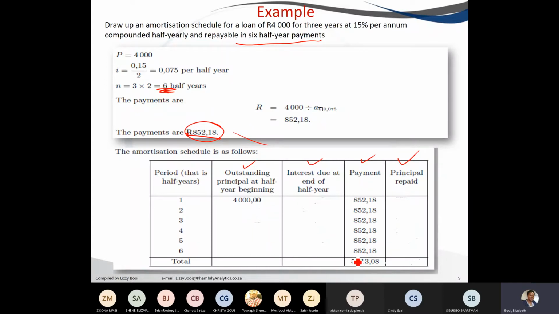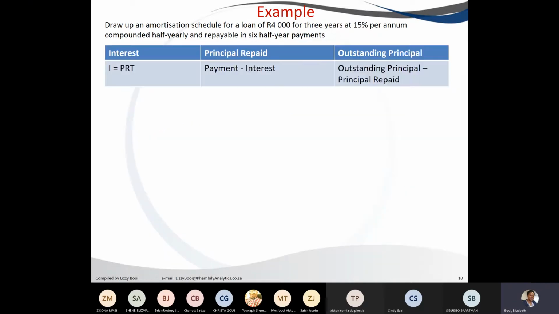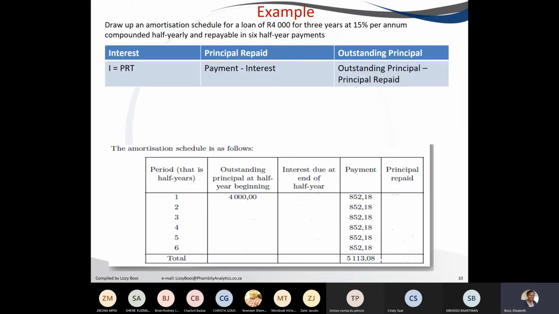And this is your accumulated amount, and this is your future value, let's call it. This will be your future value because it's payment including interest. What we do now, we can calculate the interest, the principal repaid, and the outstanding principal. And we're going to use the side.